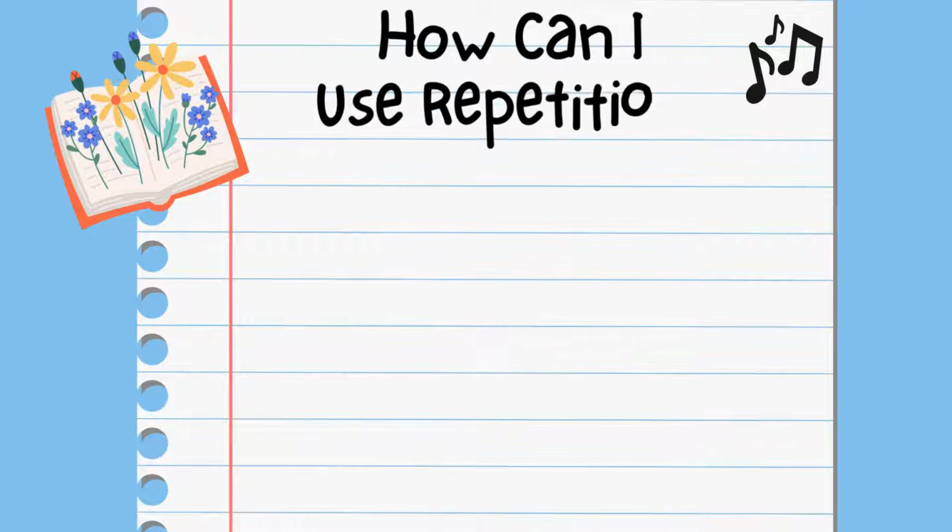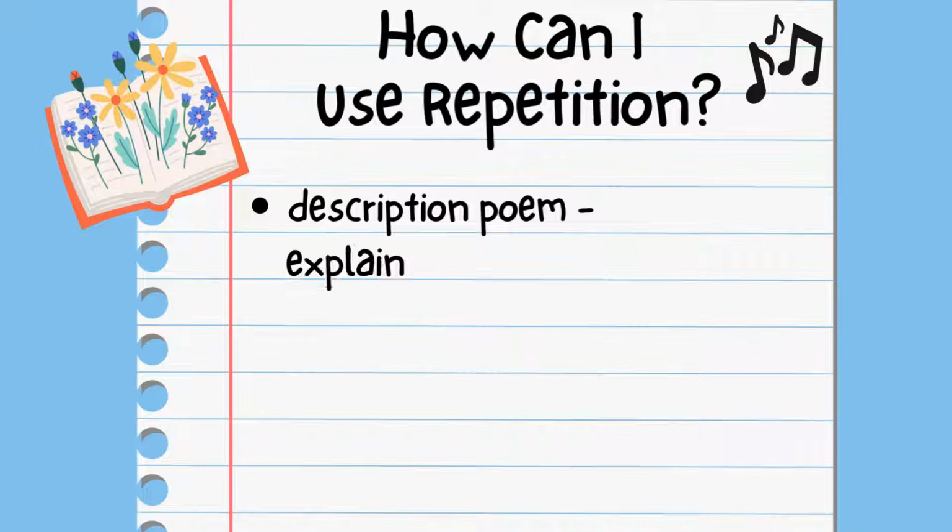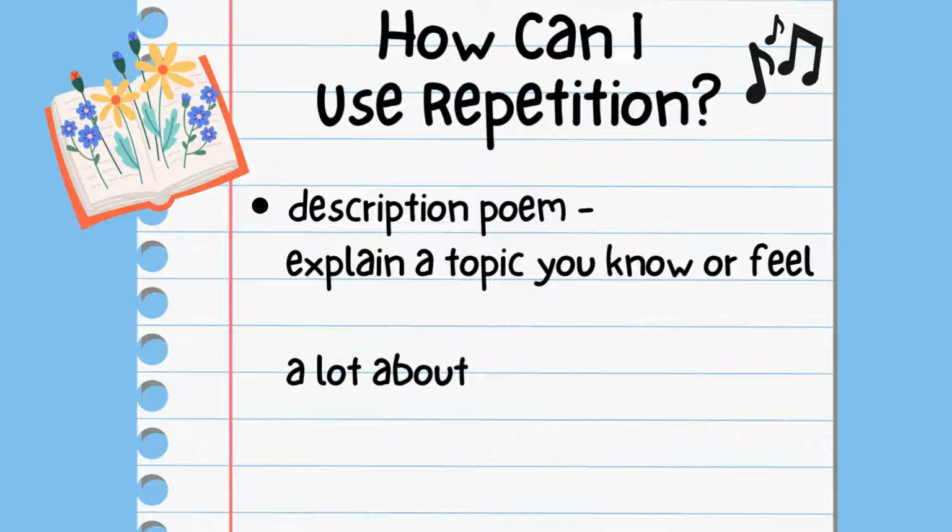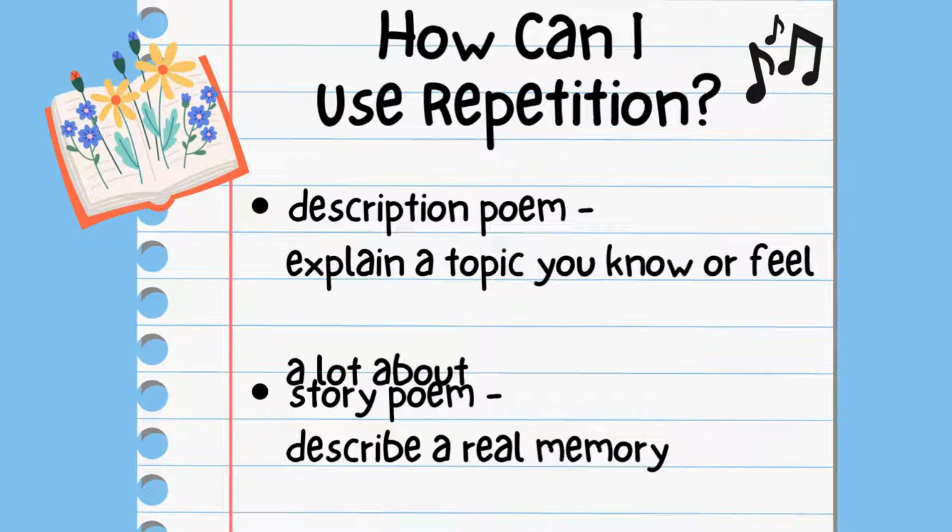You've probably seen a lot of repetition in poems and in music, and you're probably wondering, how can I use repetition in my own poetry? Here are 2 different ideas to get you started on using repetition in your poems. The first one is a description poem. In this type of poem, you explain a topic you know or feel a lot about. The second one is a story poem. In this type of poem, you describe a real memory or a made-up situation.